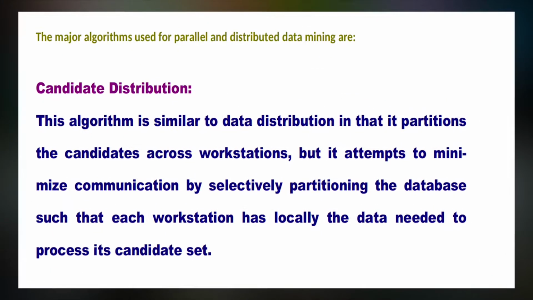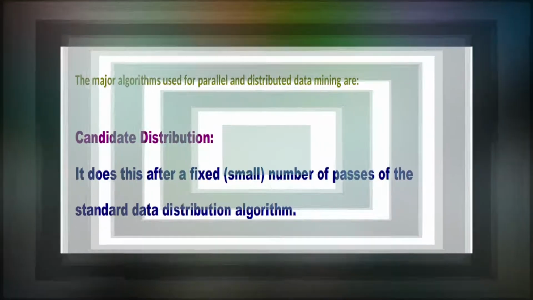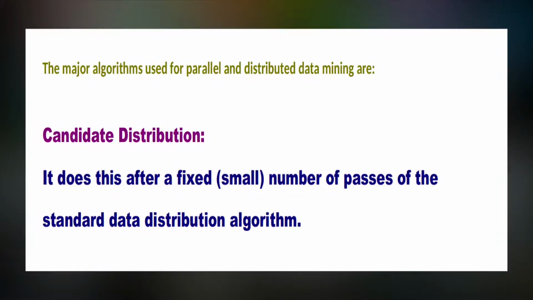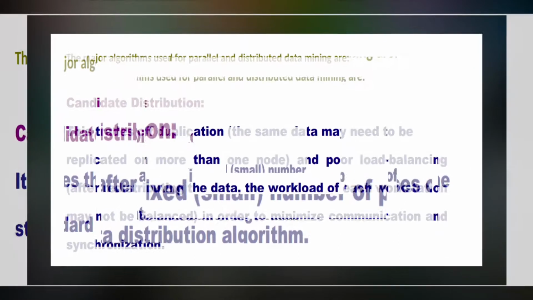The next algorithm which we can discuss is candidate distribution. This algorithm is similar to the data distribution in that it will partition the candidates across workstations, but it attempts to minimize the communication by selectively partitioning the database such that each workstation has locally the data needed to process its candidate set. It does this after a fixed number of passes of the standard data distribution algorithm.